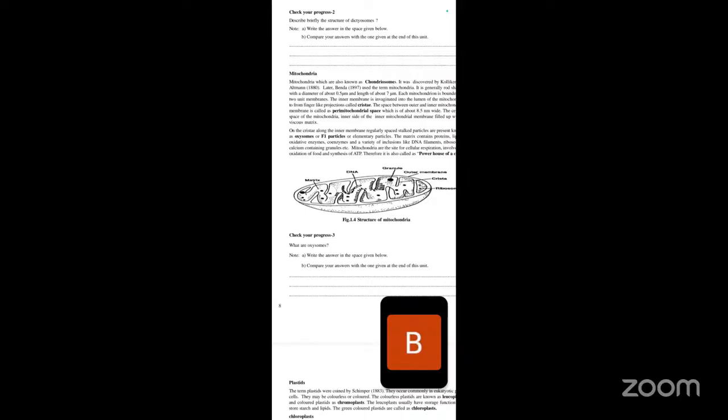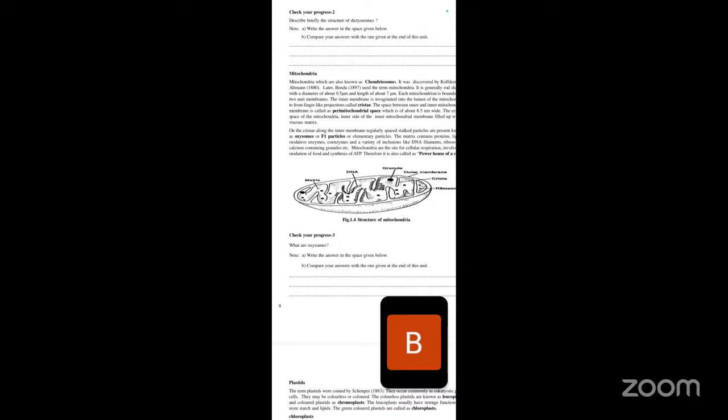Outer membrane. The space between the outer and inner mitochondrial membrane is also called the perimitochondrial space. Mitochondria is the double membrane model. The central space of the mitochondria, inside the inner mitochondrial membrane, is filled with a viscous matrix. On the cristae along with the inner membrane, regularly spaced stalked particles are present, known as oxysomes.